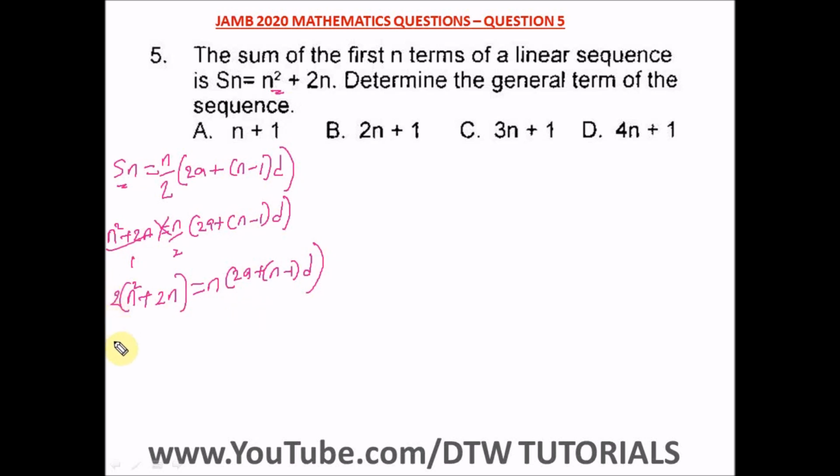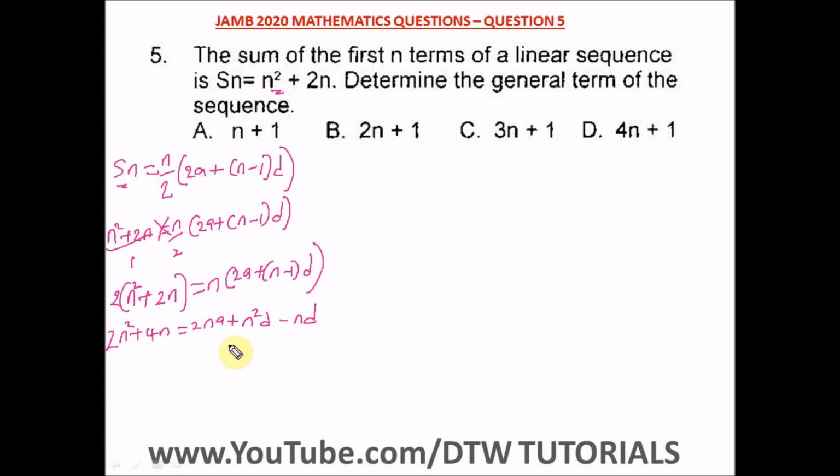So we have 2n square plus 4n, that is 2 times 2, 4, equals to 2na plus, when we open our bracket fully, we have n square d minus n d. Is what we have when we open our bracket fully. So let us do something.